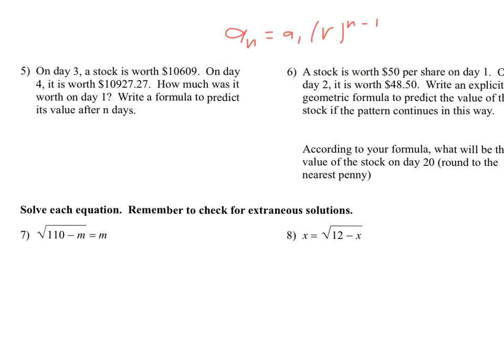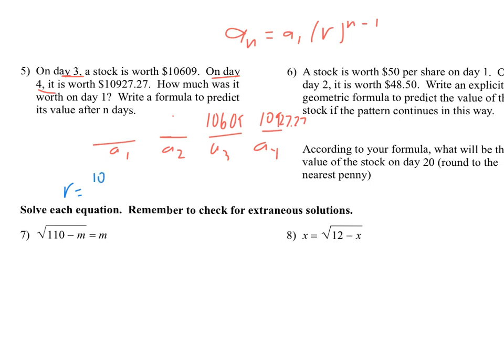So for this one, for number 5, it gives me day 3 and day 4. Now, for this one, what I would do is I would set it up as A1, A2, A3, A4. And so I know day 3 is 10609, and then on day 4 it's 10927.27. So I can actually figure out what R is, because I can divide anything by the term in front of it.